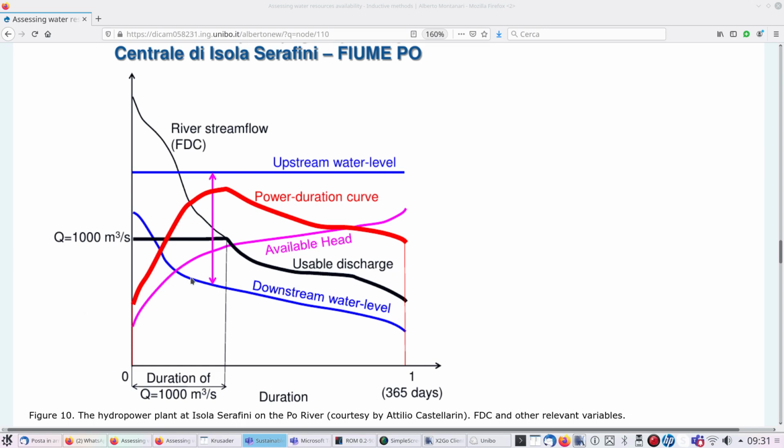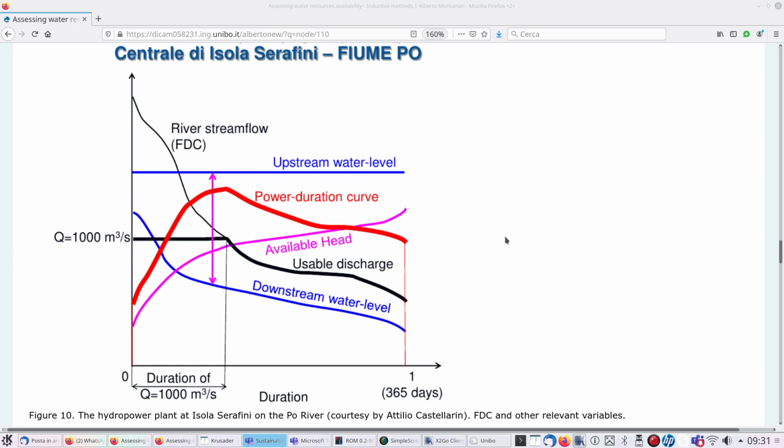And of course, as I said, given that upstream we can keep the water level constant, downstream the water level is decreasing for decreasing river flow, and therefore the head increases. Okay, now, as I said, this is a useful example, and this kind of graphical representation is very powerful in order to convey communication to users.